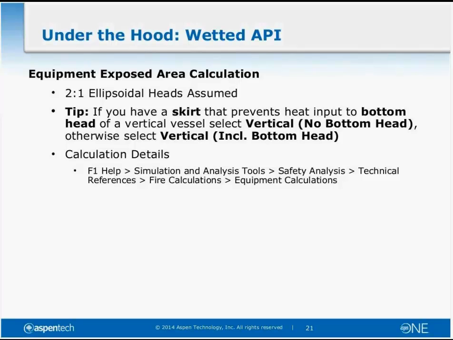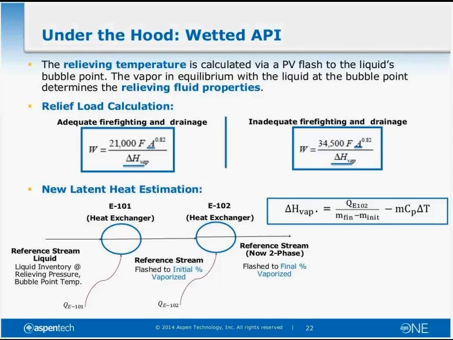The next item, and this was something someone asked me to cover, was how does it estimate the latent heat? So I showed you, I specified 0 to 1 mole percent that was vaporized. So let's go into what that calculation method is doing. The first most important thing that is valuable to the results is what the relieving fluid properties are. And in the fire algorithm, HYSYS determines what they are. So the relieving temperature is calculated using a pressure vapor fraction flash to the liquid inventory's bubble point. Then the vapor that would be in equilibrium with that liquid at the bubble point determines the relieving fluid properties of that vapor that's generated when it first starts to vaporize.